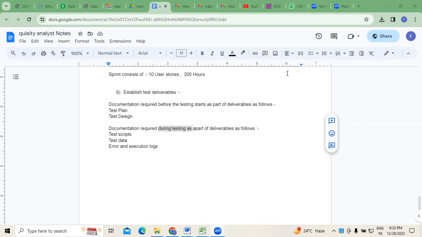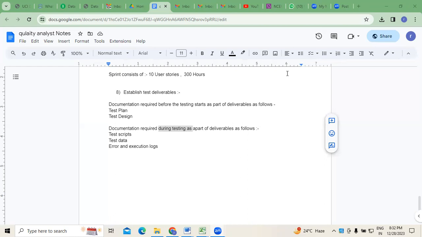Whatever errors were identified during the testing process, and at the same time the execution also, because what data we have executed and what errors we have identified, if any, has to be maintained in a list. List means log, log means list. A list of errors, whatever was presented as of now. All these things come under error and execution logs.